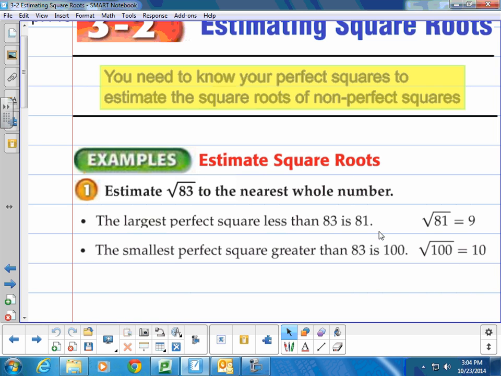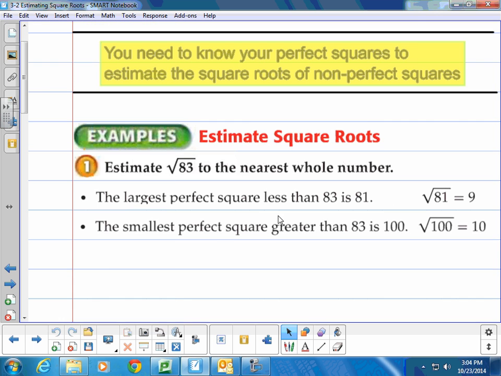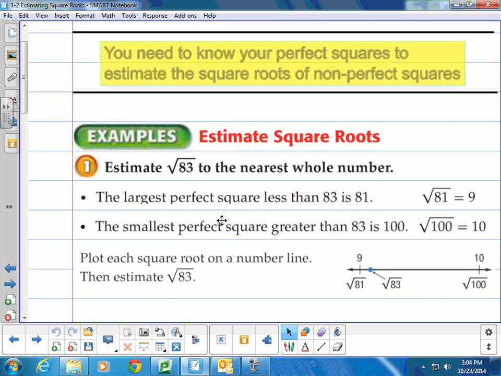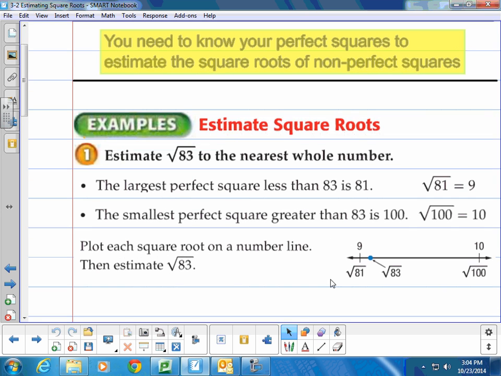I meant 100 there. So what I know from those two things is that I can plot each square root on a number line. And I know it's in between 9 and 10, the square root of 81 and the square root of 100. 83 is far closer to 81 than it is to 100, meaning this number is going to be closest, if I rounded to the nearest whole number, to 9, because it's not quite halfway to 10.